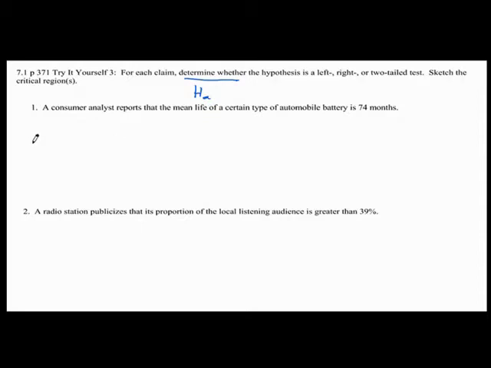And so first we need to determine our null and alternate hypothesis. So in this case, the consumer analyst reports that the mean life of a certain type of automobile battery is 74 months. And so that's our claim.